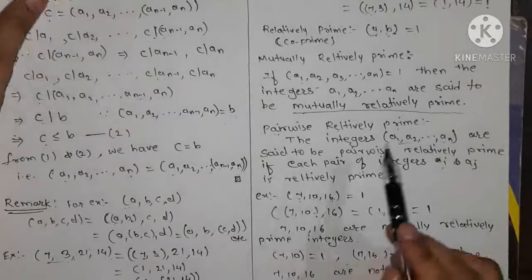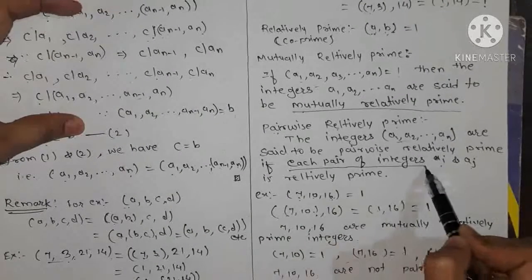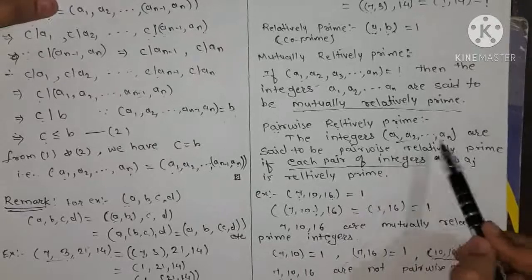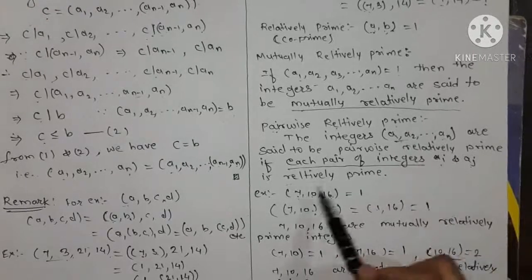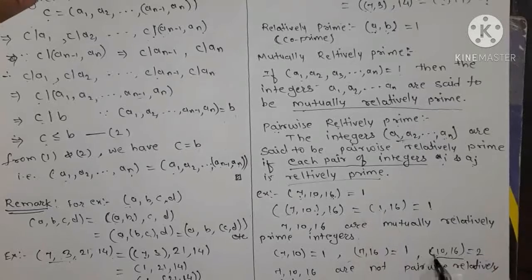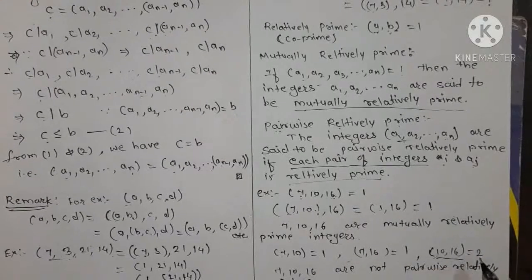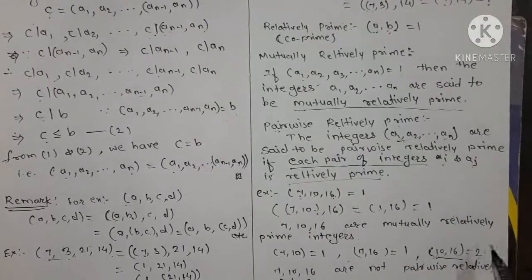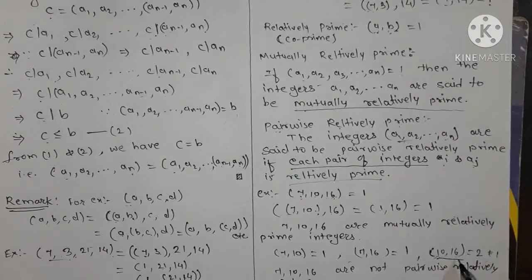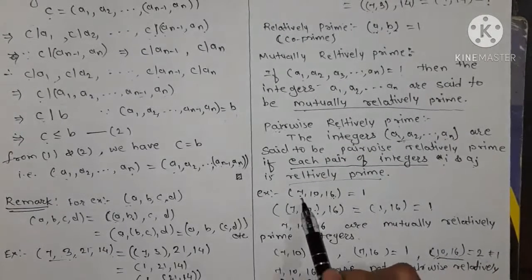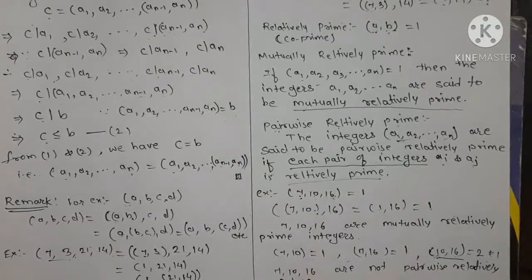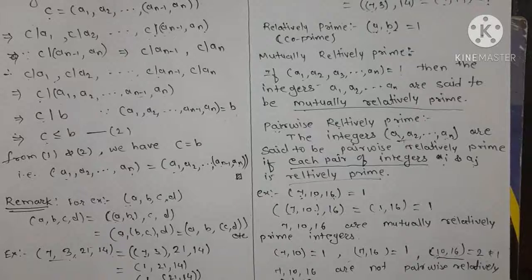The definition says that we take each pair from the set of integers and they must be relatively prime, that is, their GCD comes out to be 1. But here if we take the pair 10, 16, the GCD comes out to be 2, which is not equal to 1, and hence 10 and 16 are not relatively prime, and therefore 7, 10, 16 are not pairwise relatively prime integers.